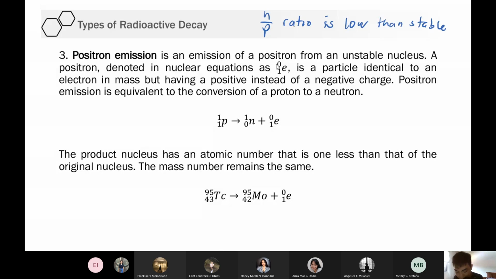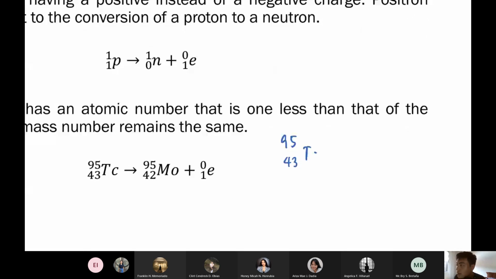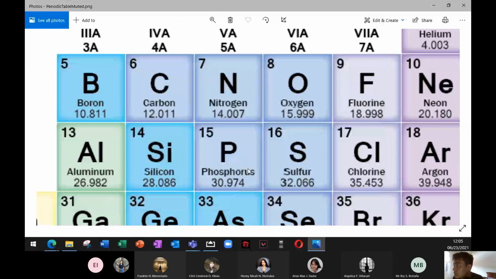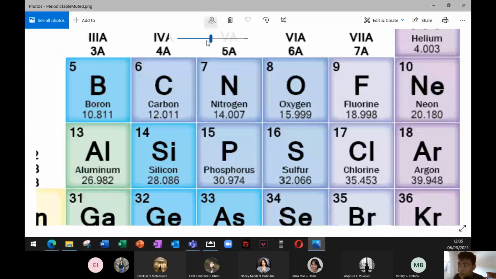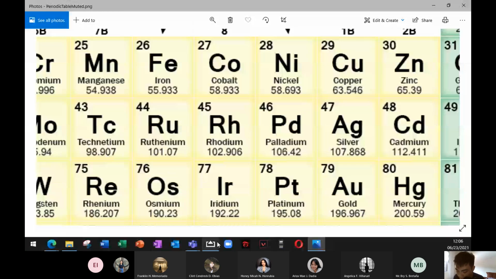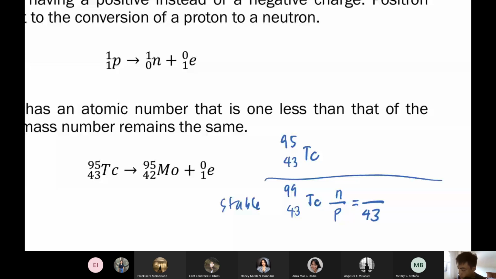For example, we have technetium 95, atomic number 43. Technetium. Ang stable form ng technetium ay, tingnan natin sa periodic table, 98.9, round off 99. Okay. So, technetium 99, 43. Neutron-proton ratio. So, this will be 43. Yung neutron ay 99 minus 43, 56. 56 divided by 43, 1.30. Okay?